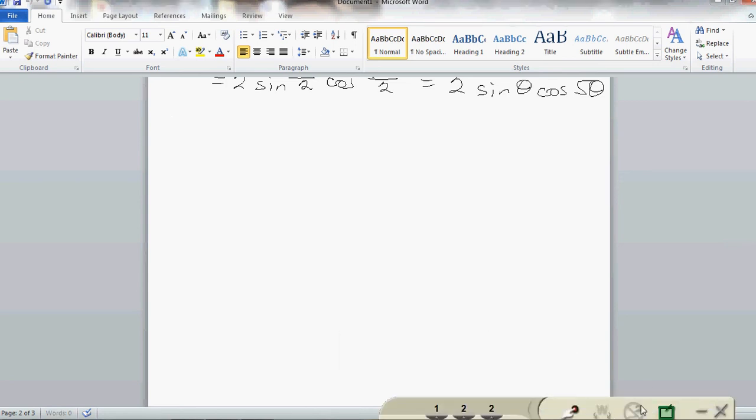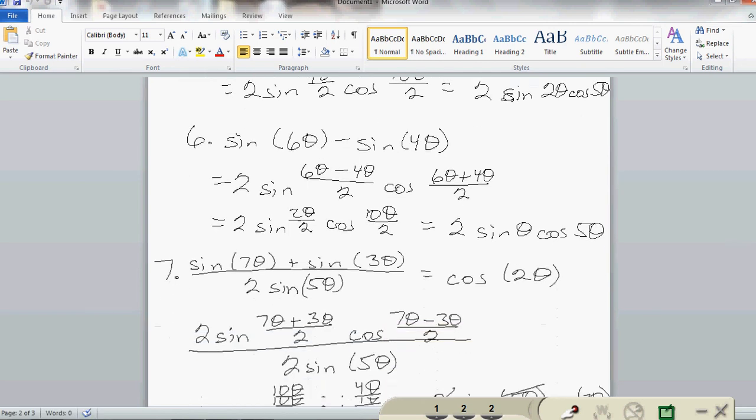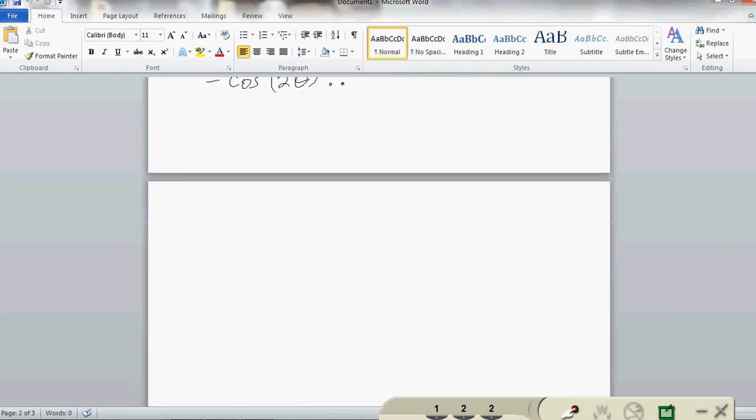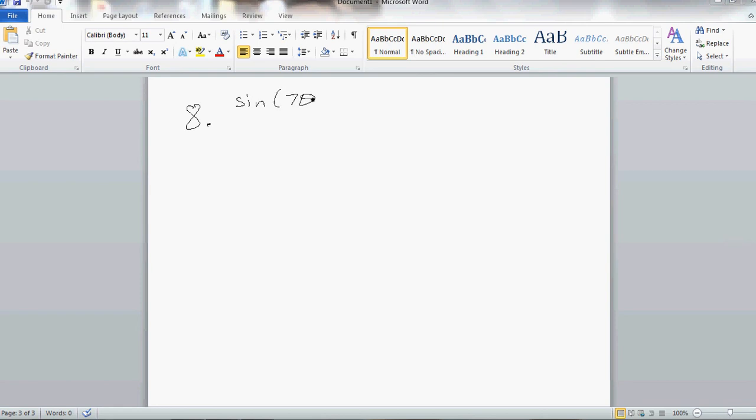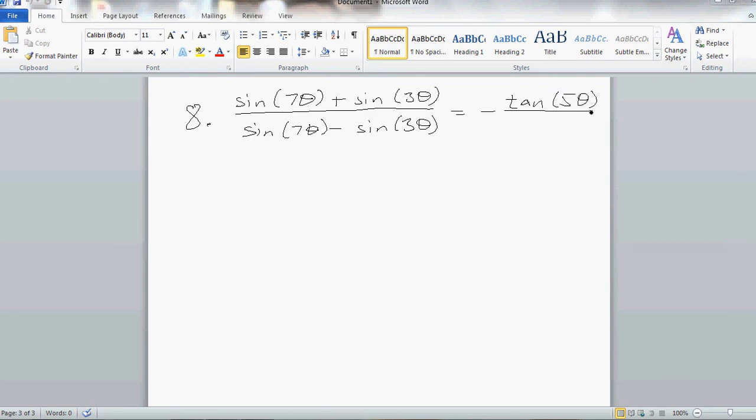Very quickly, since I only have one more problem that I want to go over, I'm going to eliminate example number 9. So I'm just going to finish here rather than create a whole other video. Number 8. The sine of 7 theta plus the sine of 3 theta all over the sine of 7 theta minus the sine of 3 theta is equal to the negative tangent of 5 theta over tangent of 2 theta.